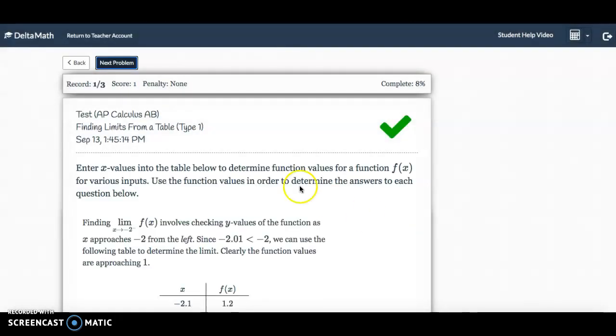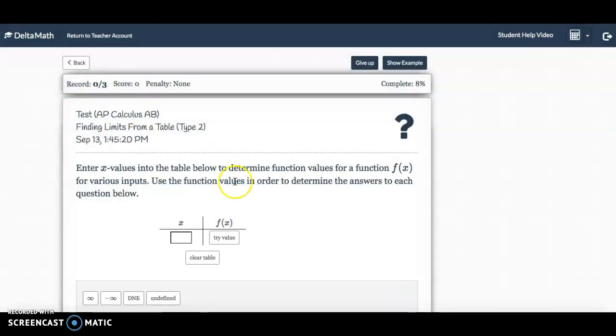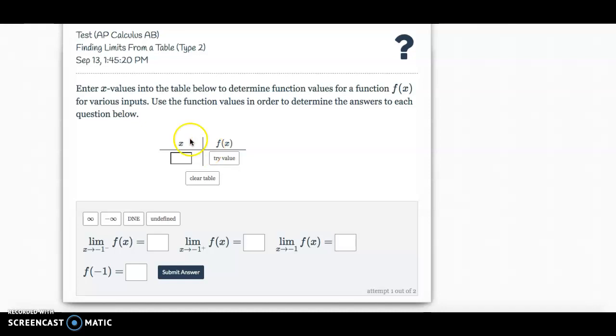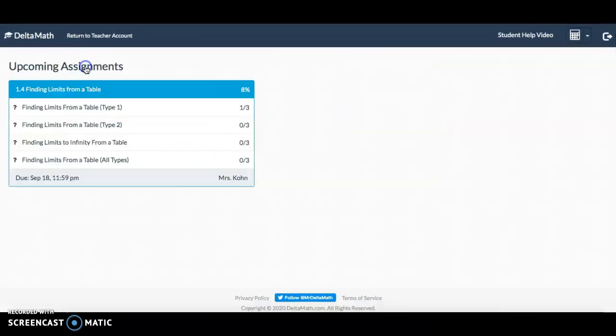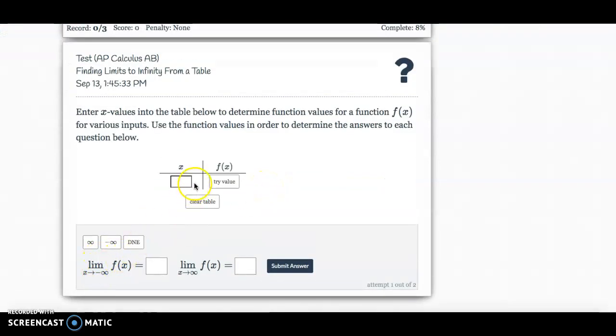Boom. Lovely. If we go back, let's try finding limits from table type 2. I believe this one is very similar. I don't know why they call it a different type of table, but you're doing the same thing. Go ahead and do that. Finding limits to infinity from a table. Again, you're typing things into a table where we're doing -infinity and +infinity. -infinity would just be negative numbers that are getting really big.